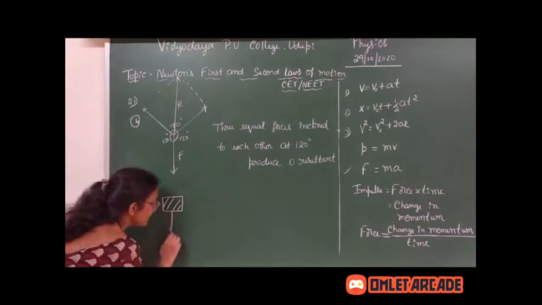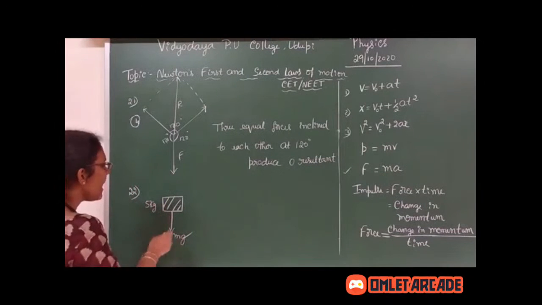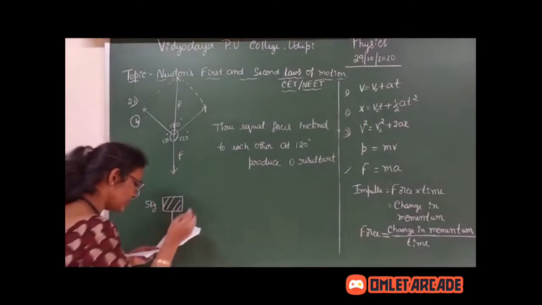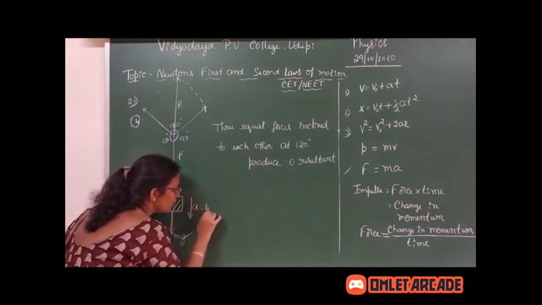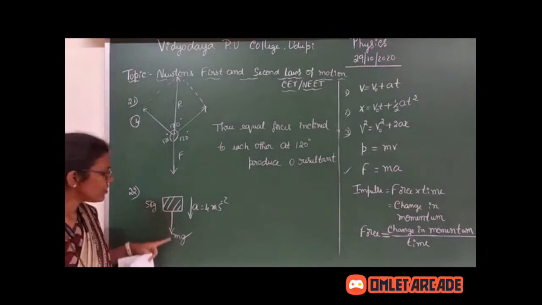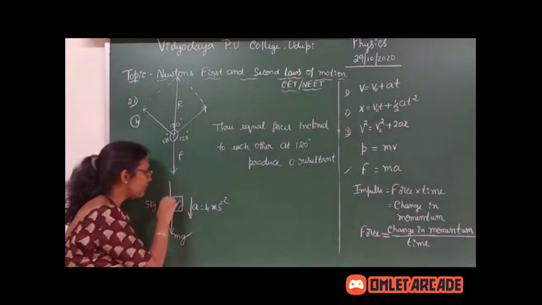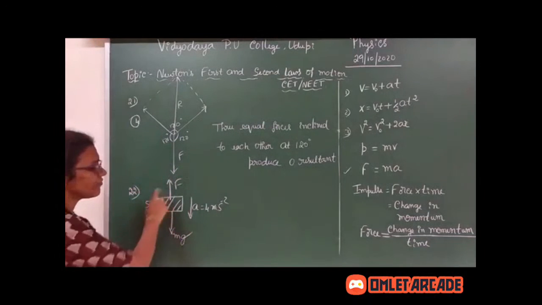Now the different forces acting: the weight of the body is in the downward direction due to the gravitation, mg, and the acceleration is 4 meter per second square and it's a downward acceleration. So this is the weight of this body which is acting in the downward direction. Acceleration in the downward direction is 4 meter per second square. That means the force will be acted on the body in the upward direction.